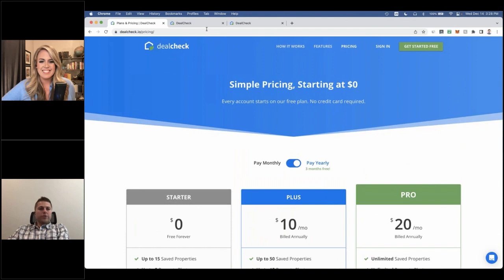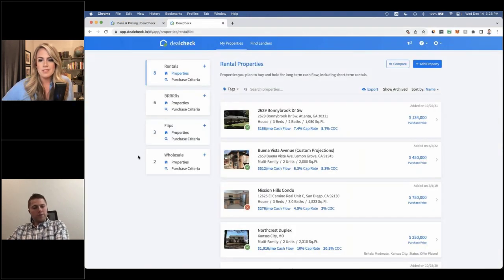So enough of that. I'll jump into a quick demo of our software. So again, this is the online version of DealCheck. At dealcheck.io, you can create a free account or try our mobile app if you prefer to do stuff on your phone. So when you first sign in to DealCheck, and again, you can create a free account at dealcheck.io or download our free DealCheck mobile app.